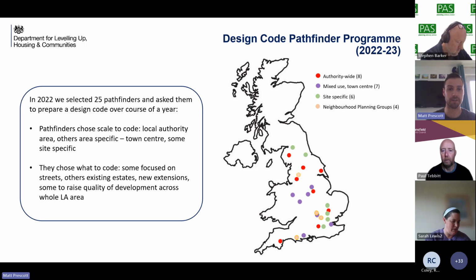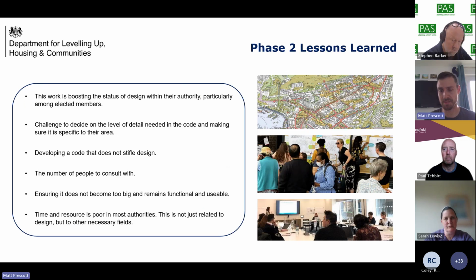Pathfinders also had scope to choose what they wished to code for. Some, for example, focused on streets, others on existing estates, some on new extensions, and generally there was a desire to raise the quality of development across each of the development sites and areas involved. Specifically, in terms of the lessons learned from phase 2 of the programme, 2022 to 2023, a number of Pathfinders have highlighted that the work is boosting the status of design within their authority, particularly among elected members, which is very positive.